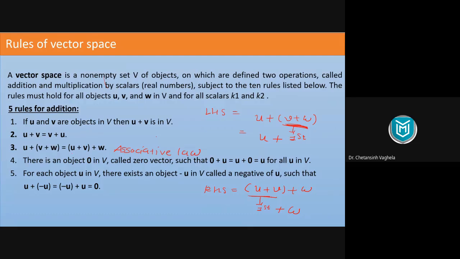If we talk in terms of numbers, it is like this. If you take 2 plus (3 plus 5), or if you take (2 plus 3) plus 5, in both the cases your answer is the same. It is 10. Right? So that property is called associative law. So this is again an important rule of vector space, associative law.